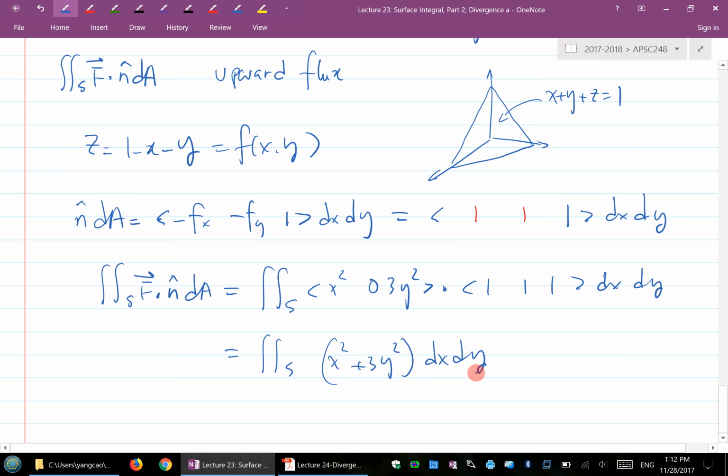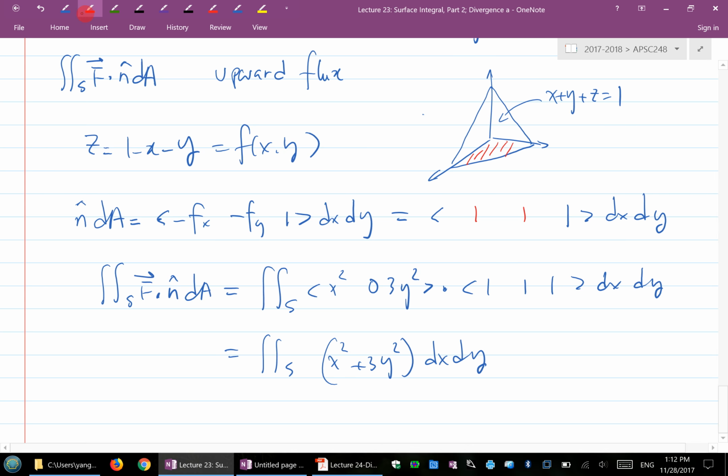Okay. All right. So now everything is in terms of x and y. So you can go ahead and try to find the x and y limits. The x, y limits are based on the shadow. So you look at this question here. Your shadow is this triangle over here, right?